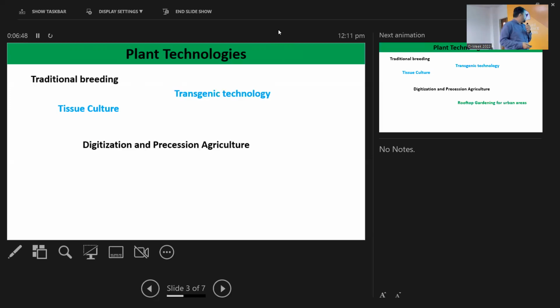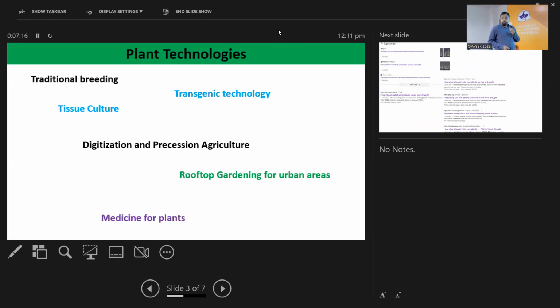We're talking about transgenic technology. We are talking about digitization and precision agriculture, electrical engineering, computer science. We are talking about rooftop gardening for urban areas, for self-sustainability. Along with solar panels, maybe in the next few years, almost every rooftop, or maybe 20% of rooftops in Lahore, Karachi, or mega cities, will have to adopt it for a sustainable future. And we are talking about medicine from plants and medicine to plants. Some things are very interesting. You can give vitamin injections to plants. You can do some very simple things.